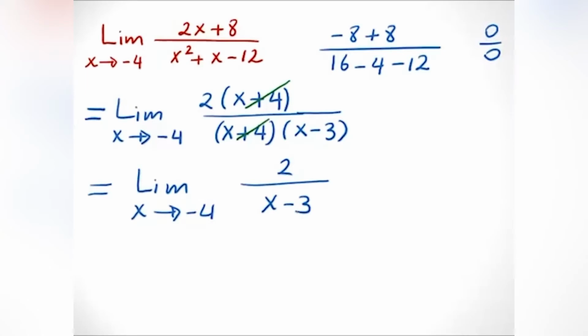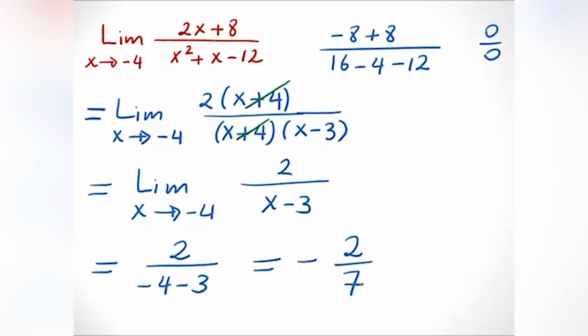You see now this limit is not of the form 0 over 0, and I can compute it very easily. It is 2 divided by -4 minus 3, and it is just -2 over 7. It's very simple and so interesting.